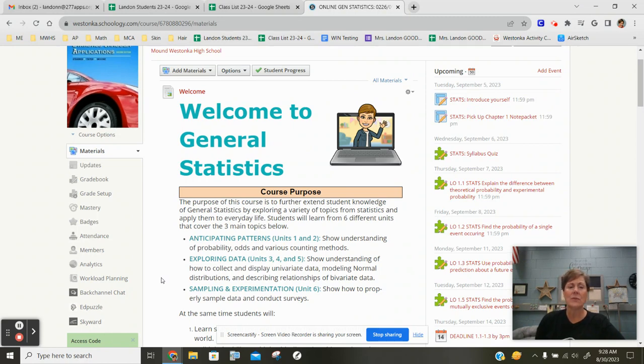The first 2 units deal with probability and odds. It does tend to be a little more challenging for students, but it's very doable. And once we're done with those first 2 units, then we move on to the next category of exploring data, which is chapters 3, 4, and 5. This one's going to deal more with analyzing data, graphing data, something called the normal distribution, maybe you're not familiar with, in kind of covering those concepts.